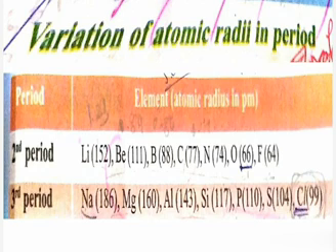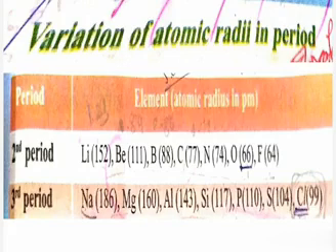We will discuss the variation of atomic radii in periods. Atomic radii of an element decreases across a period from left to right. Why? Because as we go right, electrons enter into the same main shell, or even an inner shell in the case of d-block and f-block elements.